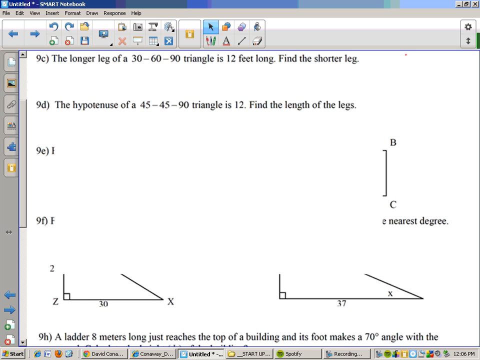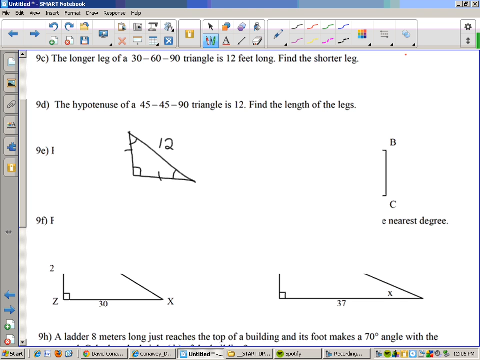Okay, the hypotenuse of a 45, 45, 90 triangle is 12. Find the lengths of the legs. So this is a 45, 45, 90, which means that these two are the same, and the hypotenuse is 12. Now, there's a couple ways you could do this. You could use trig, you could use the 45, 45, 90 rules, or you could just use Pythagorean theorem.